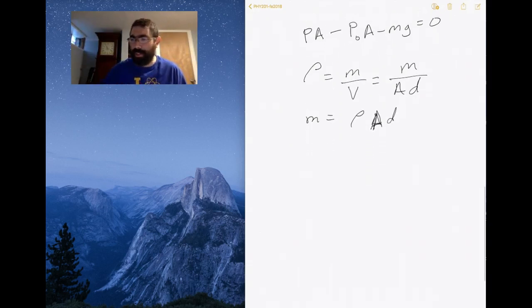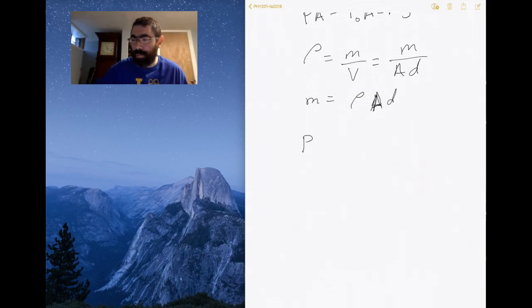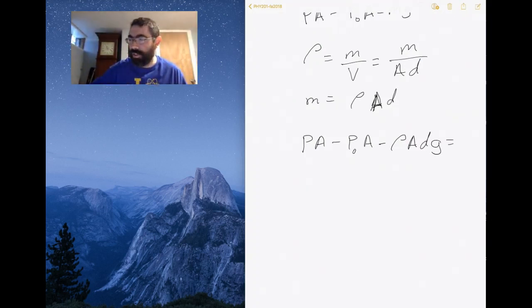And we can plug that back into our equation. So pressure times the area, minus the pressure on top times the area, minus the density times the area times the height times the acceleration due to gravity, and all of that is equal to 0. So if you notice that the area is in every single term in this equation, so I can factor it out.